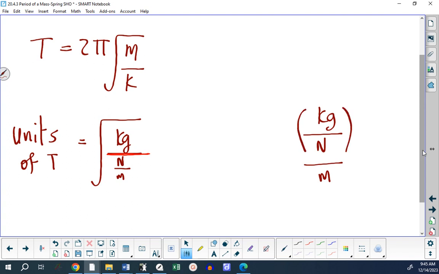Because we don't know if this means kilograms per newton over meters, which it doesn't, or whether it means kilograms over newtons per meter. And there's a difference. Okay?